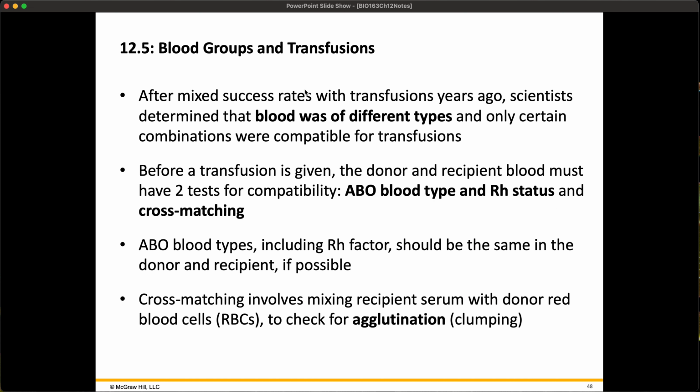So now let's look at blood groups and transfusions. This is one of those cool things about human science, that we're able to transfuse blood from one person to another and truly give them life. So it was a process, which is very scary to think about, this learning process that there are different types of blood. We can't just do one for the other.